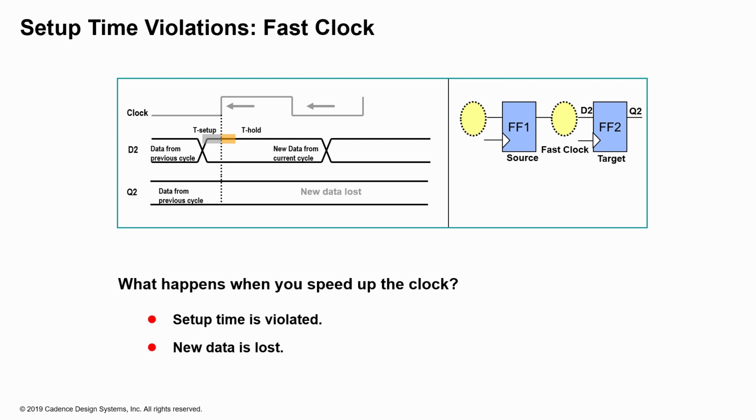The same thing happens when you have a really fast clock. When you speed up your clock, your setup time is violated because now the data becomes slower compared to your clock, and therefore the new data is lost. So in order for a good functioning circuit, your clock cannot be too fast compared to your data.